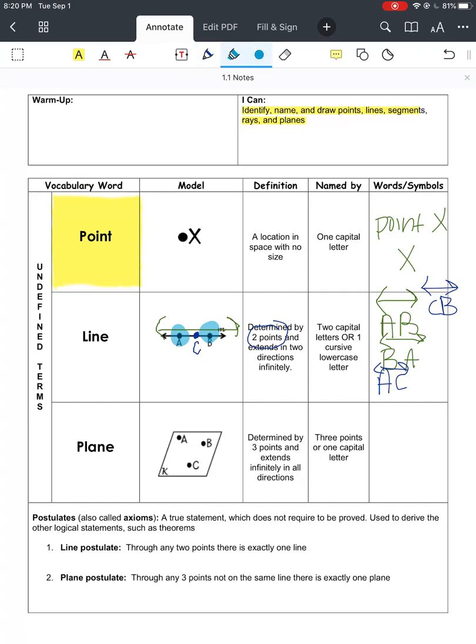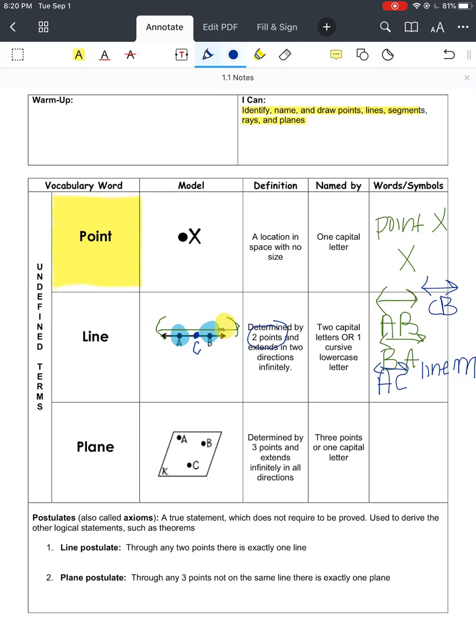Finally, one last way to name a line. You might see this little m here in the corner. It is a lowercase cursive letter. It does not have a dot next to it. It is not a point. It's just simply a nickname for the line. So another way you can name this line is by calling it line m with a lowercase m. So again, just another way to name the line.